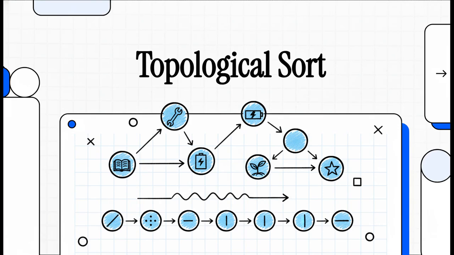Have you ever just stared at a huge to-do list, completely paralyzed? You know, that feeling where you know some tasks have to happen before others, but you just can't figure out where to start? Well, that exact problem has a really elegant solution, and today we're diving deep into the powerful algorithm that solves it, topological sort.